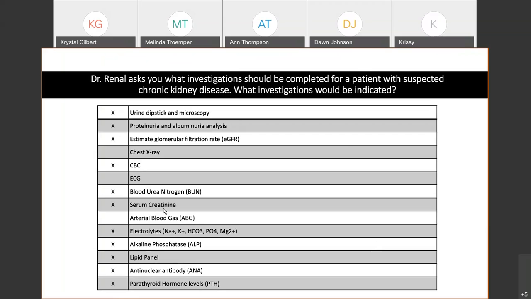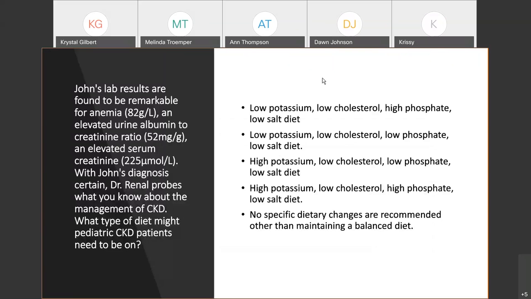I would probably do an ABG in an acute stage. At this chronic stage, remember, they're having a lot of compensation. I mean, it wouldn't hurt, but it's not really going to tell us much right now. Be a good baseline, I guess.